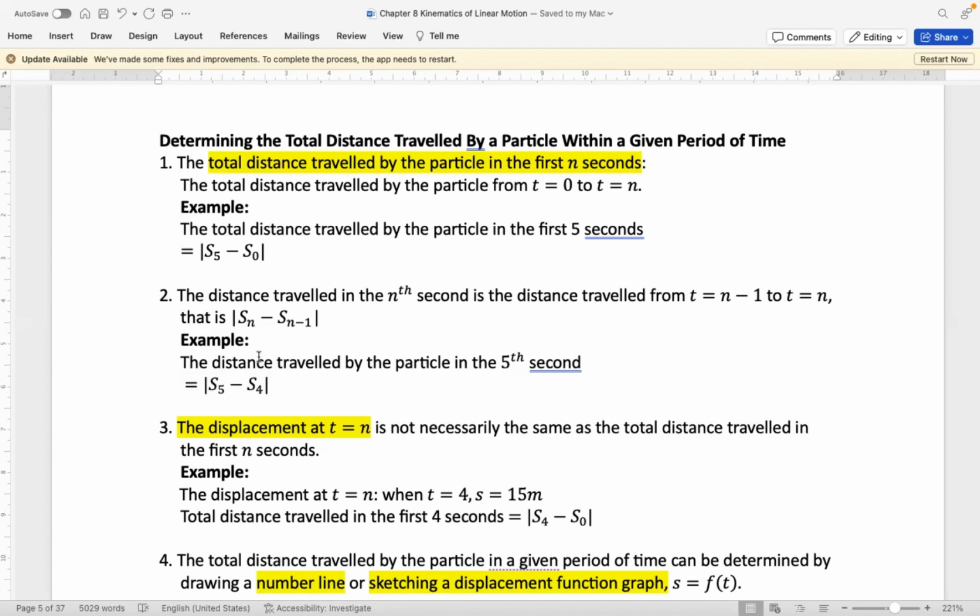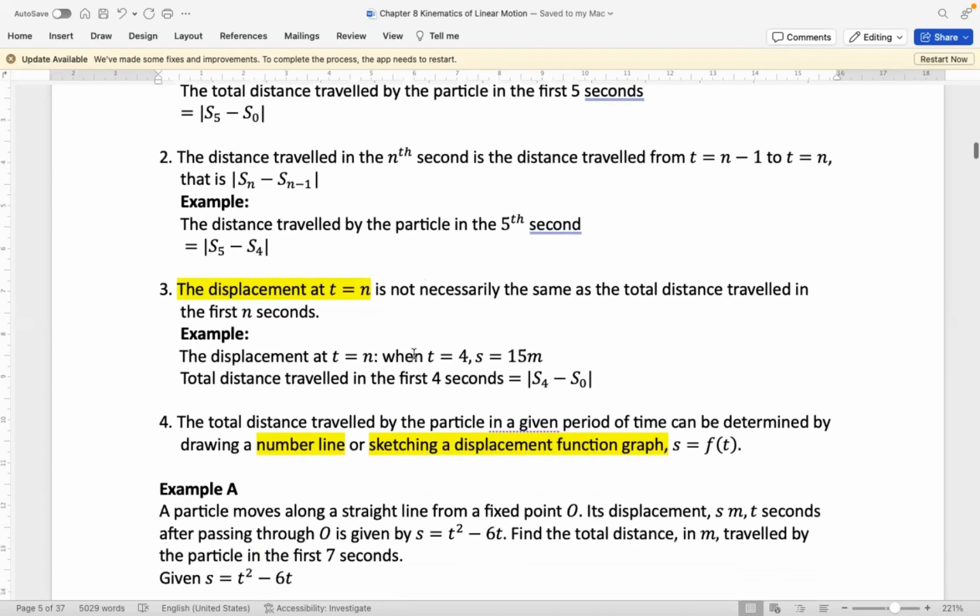So same thing, distance is a scalar quantity and S basically is just a position. So maybe sometimes the value inside is negative. Then you have to put the modulus and make sure that your final answer is positive.